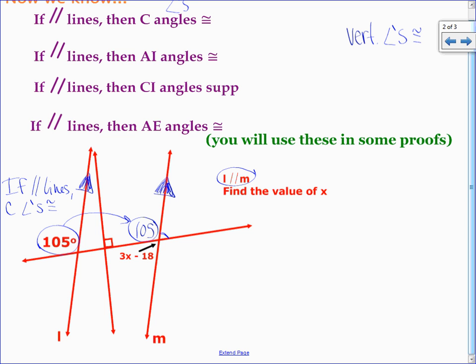Well, this helps us because now we have these 2 angles next to each other, 105 and this 3x minus 18. What do we know about these 2 angles? How do you know they're supplementary? Because they're on a straight line together. Good. Okay, so we know they add to 180, so we can set that up so that we can solve for x.